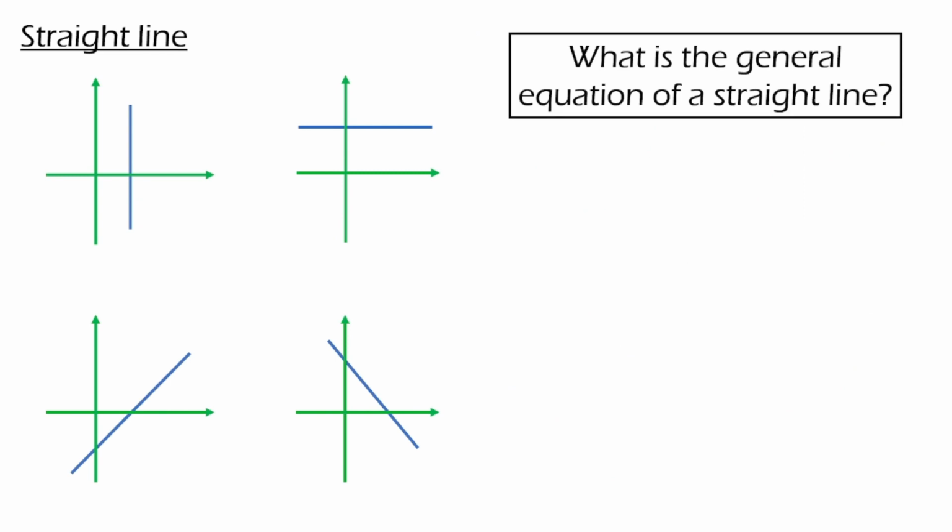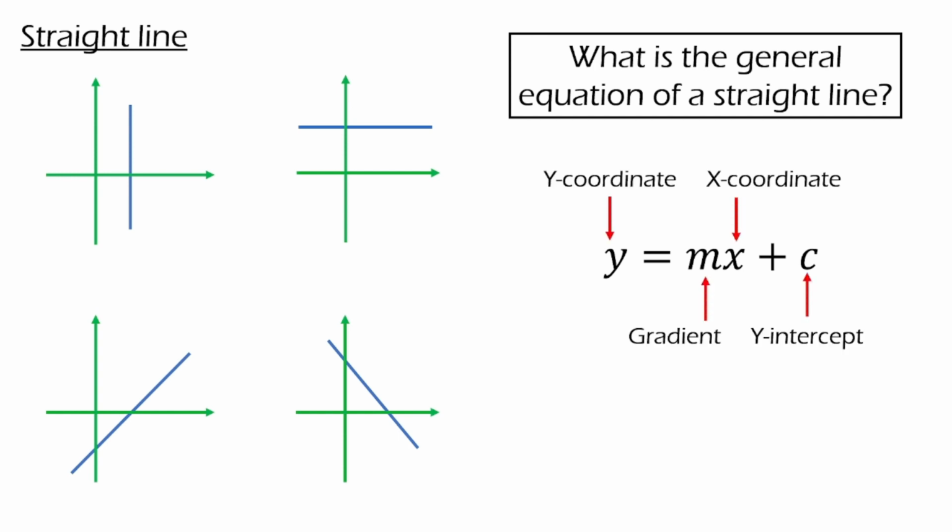What is the general equation of a straight line? The general equation of a straight line is y equal to mx plus c. As you can see, there are a total of 4 elements in this equation. y and x are the coordinates on the graph. m and c are the gradient and the y-intercept.